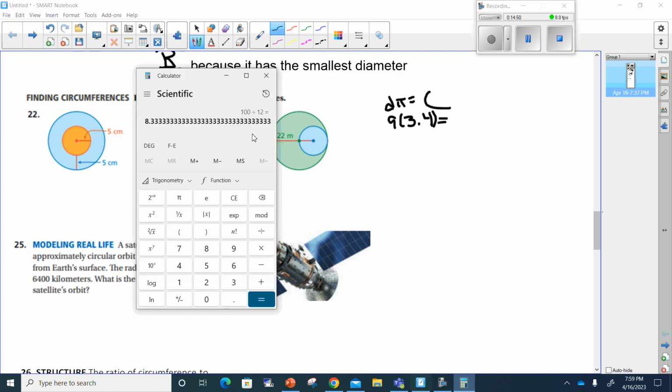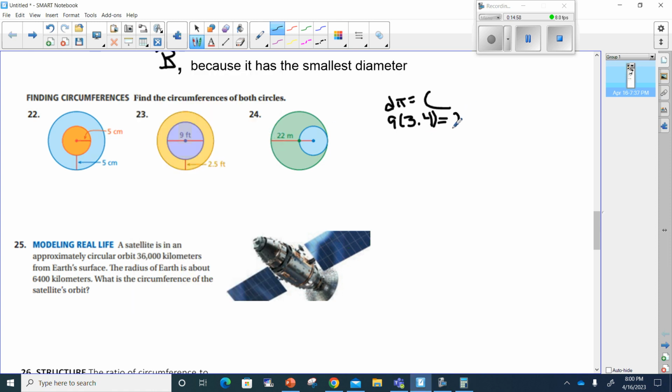So let's do 9 times 3.14. That's going to give us 28.26. And that would be feet.